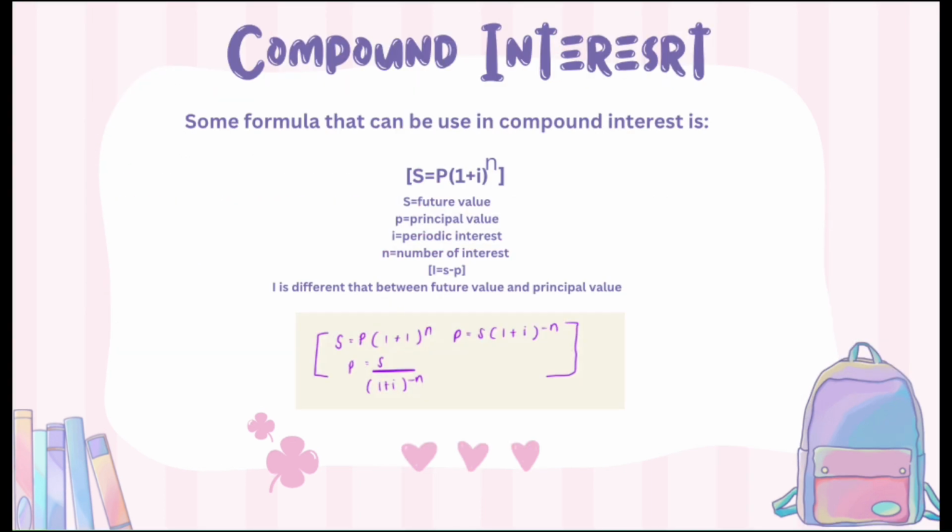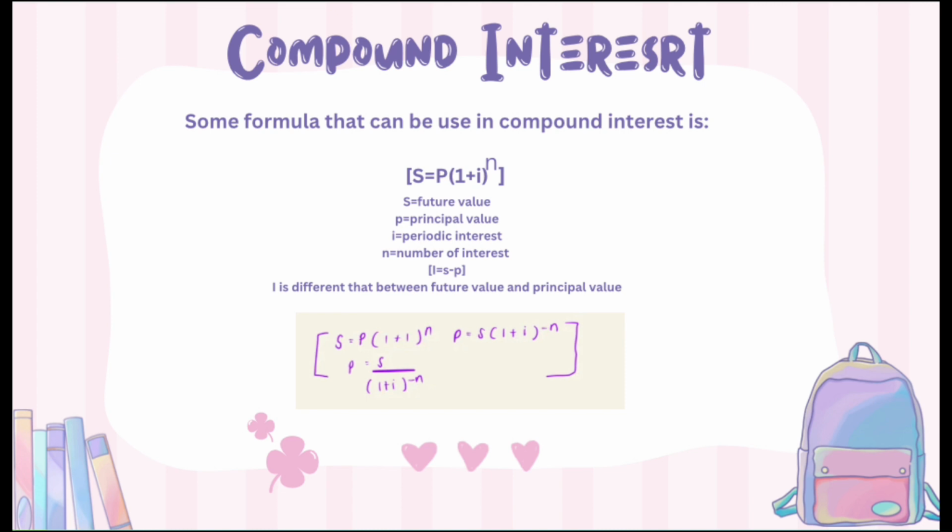These are the formulas that we use in compound interest. Number 1 is S equals P(1 + i)^n, where S is the future value, P is the principal value, i is the periodic interest, and n is the number of interest periods. The second formula is I equals S minus P, where I is the difference between the future value and the principal value.